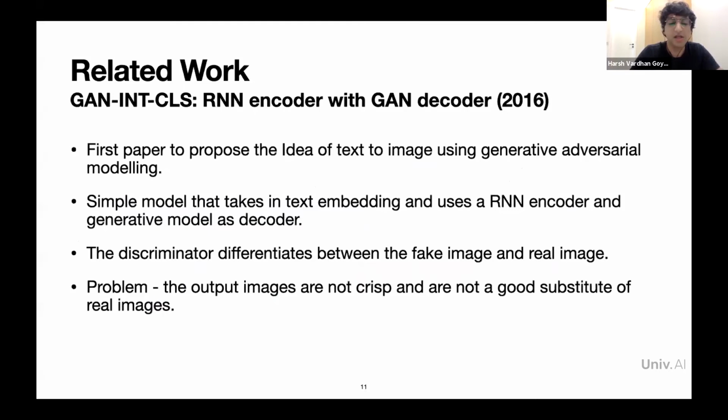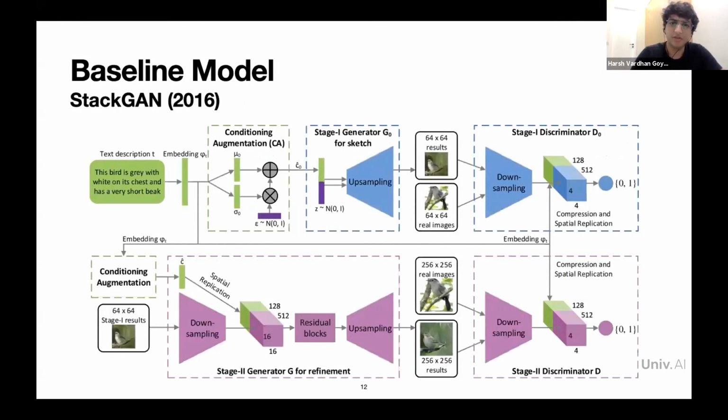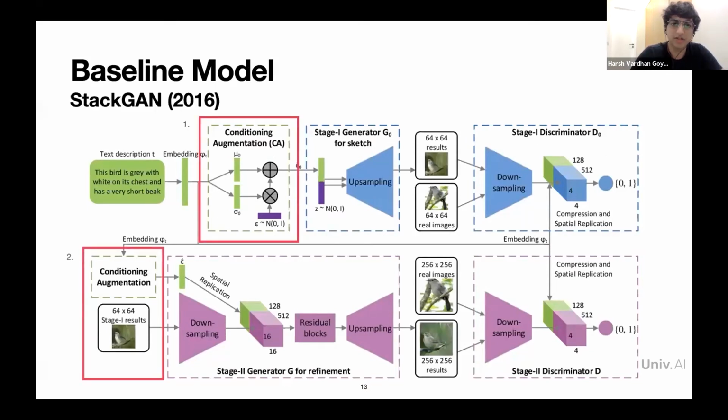Next slide, please. The problem with this type of network, the simple network, was the output image was not crisp enough, and it was not a good substitute for real images. In the same year, a new model was presented called the StackGAN model. There were 2 important ideas in the StackGAN model. The first idea is the conditional augmentation block. The conditional augmentation block allowed the model to be more robust and allowed it to have a higher randomness.